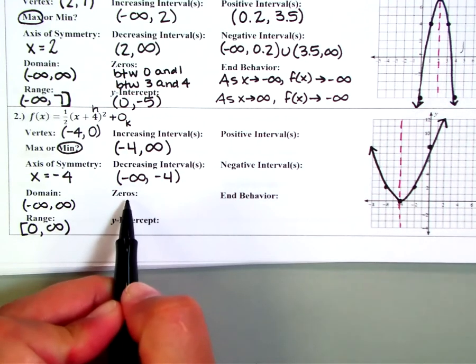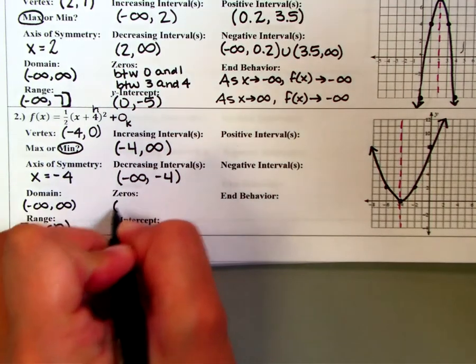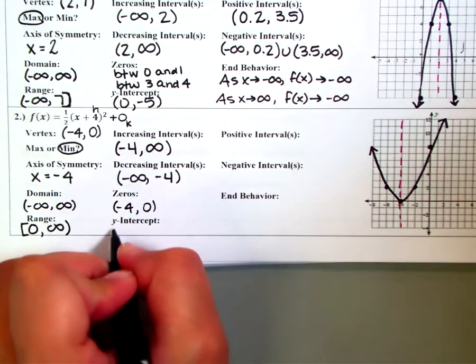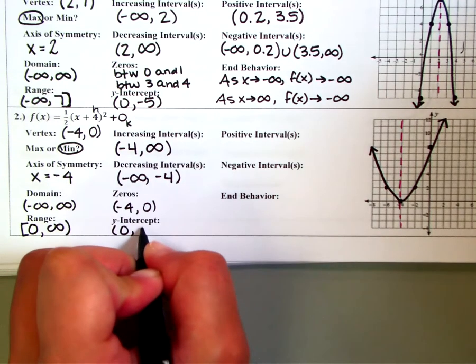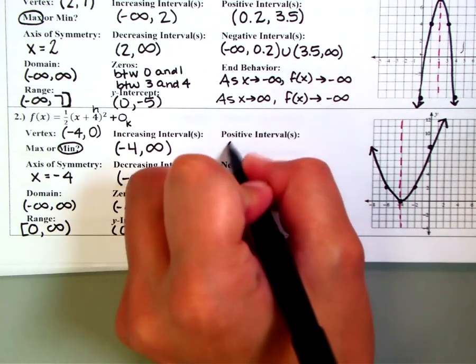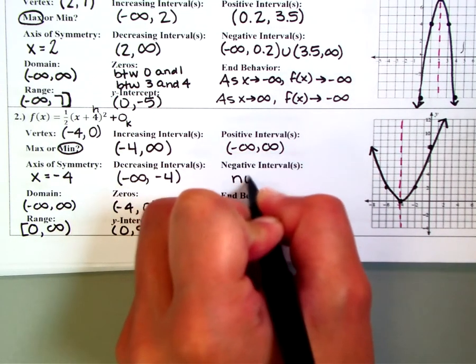My zeros: where does it cross the x-axis? It actually touches at (-4, 0), so it touches at the vertex. And my y-intercept was also exact. It was at (0, 8). The whole thing was positive, which means it's going to match my domain, and it was never negative.